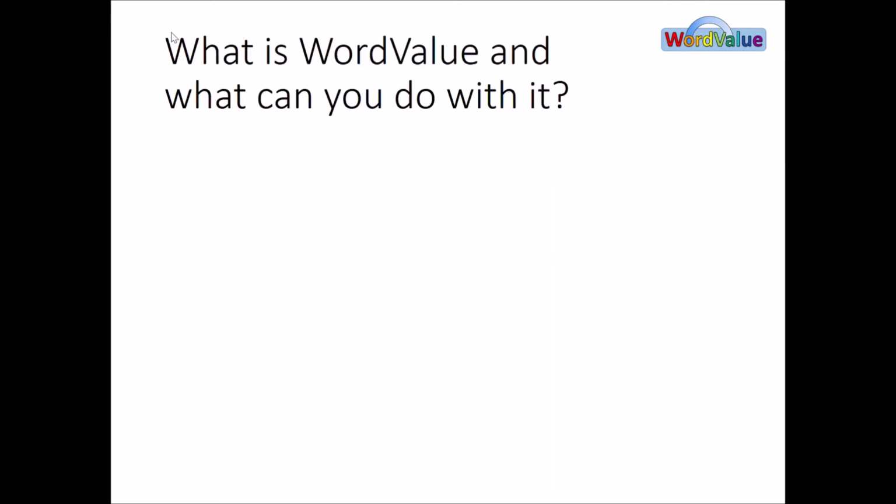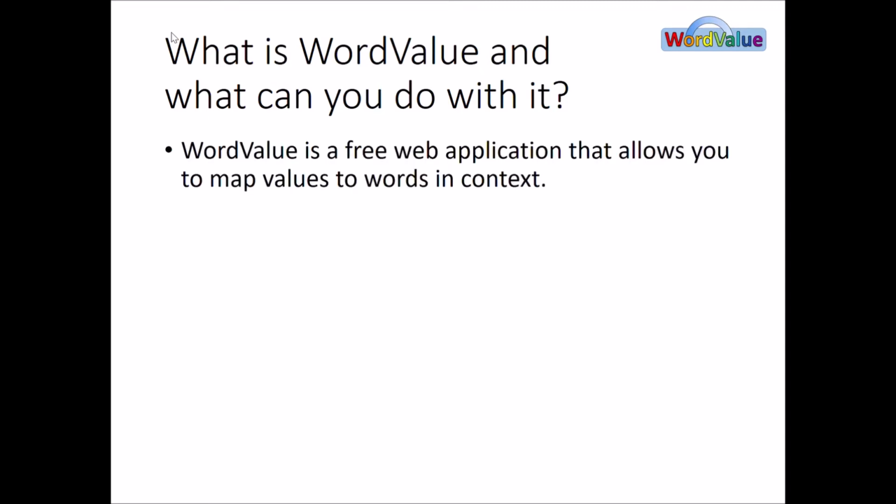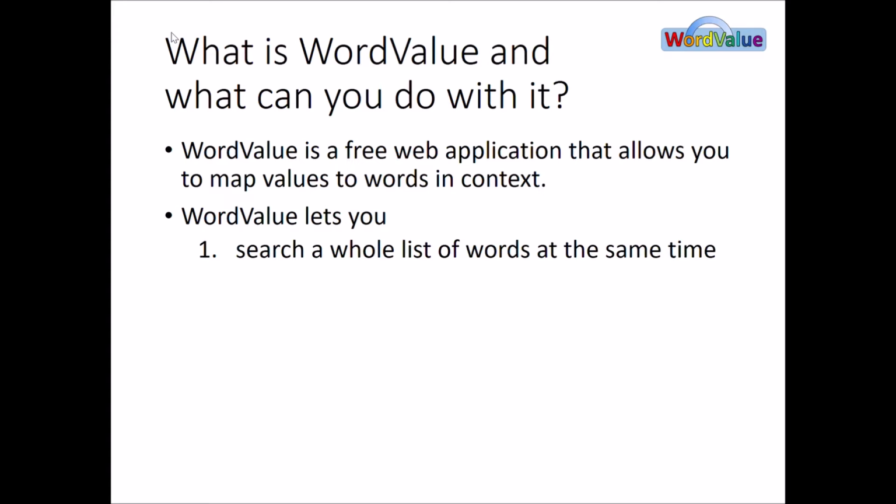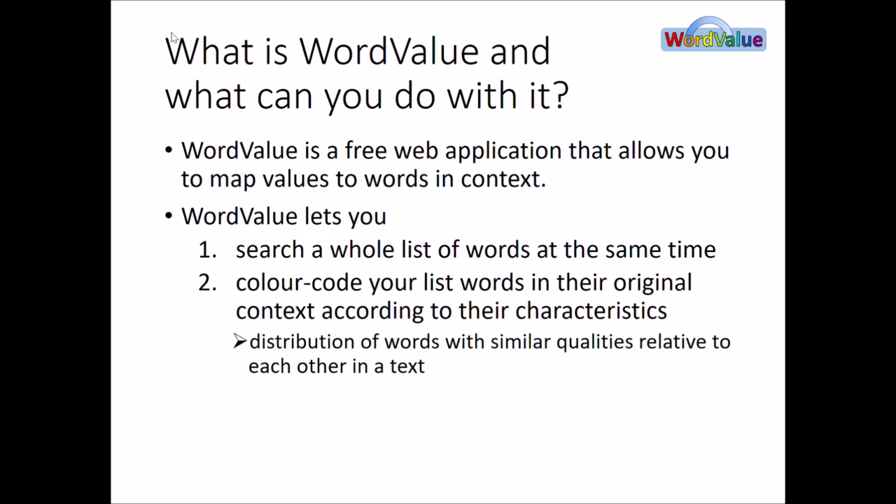So what is WordValue and what can you do with it? WordValue is a free web application that allows you to map values to words in context. WordValue lets you search a whole list of words at the same time, which means that you don't have to enter each individually, and the software also lets you color code your list words in the original context according to their characteristics. This means that you get a very quick impression of how words with similar qualities are distributed in a text relative to each other.